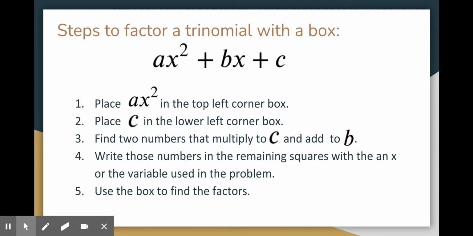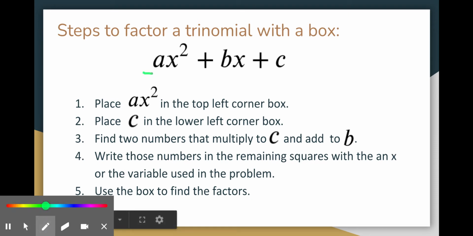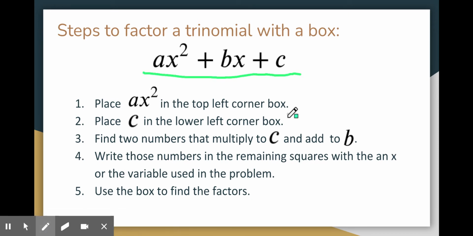Okay, so your first step is to put ax squared in the left corner of your box and then put c in the other corner of your box. And then find two numbers that multiply to c and add to b. And I should reference that these a, c, and b reference this formula right here. So this is a general form of a trinomial. And then write those numbers in the remaining squares with an x, or the variable that is used in the problem. And then use the box to find the factors.